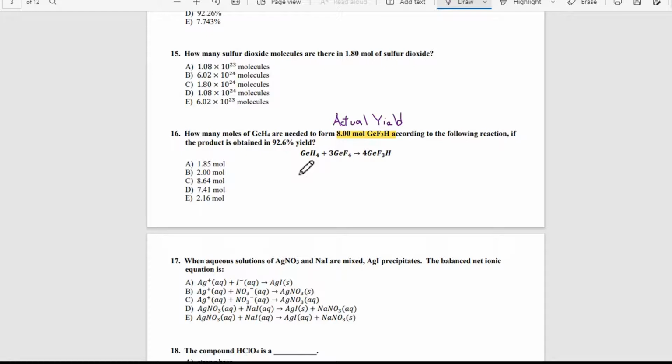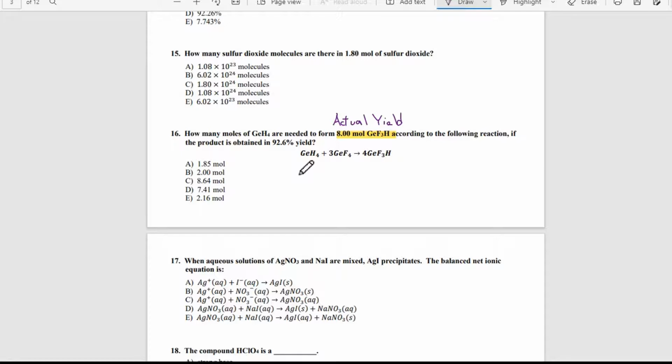When I'm actually trying to form this amount, I need to add a little extra reactant, right? Because I can't just assume that all the reactant is going to be used up. I have to take that into account. I'm not using up all my reactant. It's not completely reacting. It's only giving me a 92.6% yield. So if this is the amount that I want to form, then this is my actual yield, what you're actually forming.